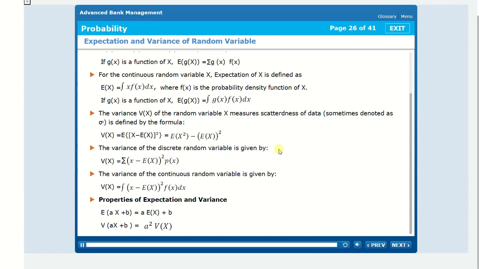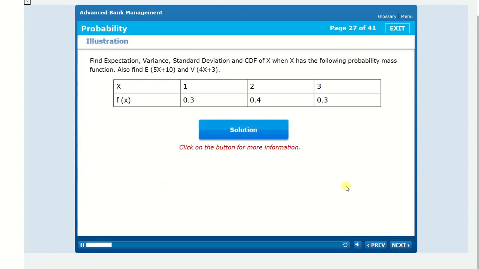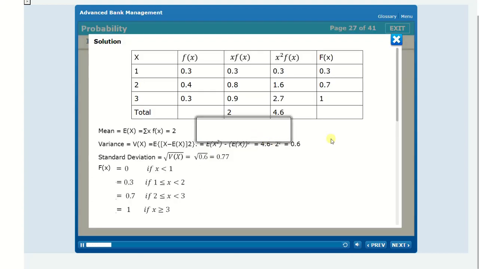Properties of expectation and variance. Illustration. Find expectation, variance, standard deviation and CDF of x, when x has the following probability mass function. Also find E of 5x plus 10, and V for x plus 3. Solution. Find expectation, variance, standard deviation and CDF of x, when x has the following probability density function. Solution.